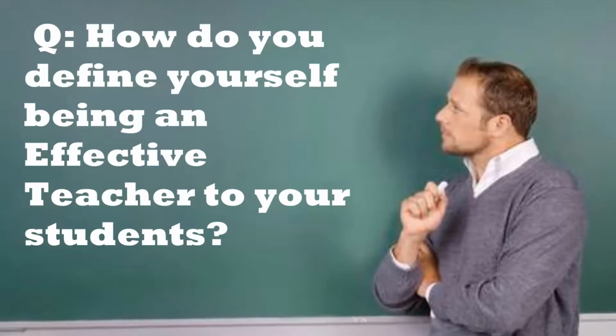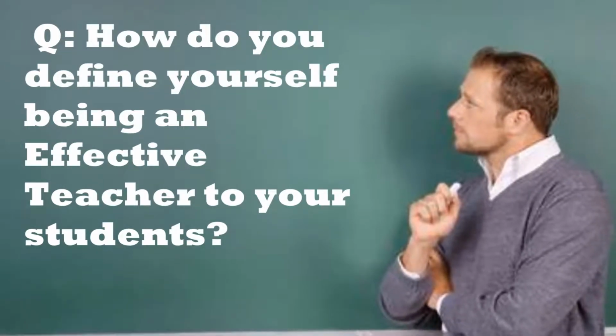The relationship is a very, very big aspect in your teaching career. That's right. Okay, this is my final question. How do you define yourself being an effective teacher to your students? Being an effective teacher means a lot of things. But how I define effectiveness is that when the students know and understand what you've been teaching them, because it doesn't actually depend on the teacher. You would see that you're an effective teacher if the students learn something from you.